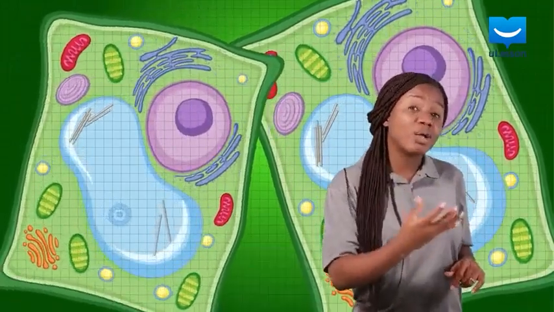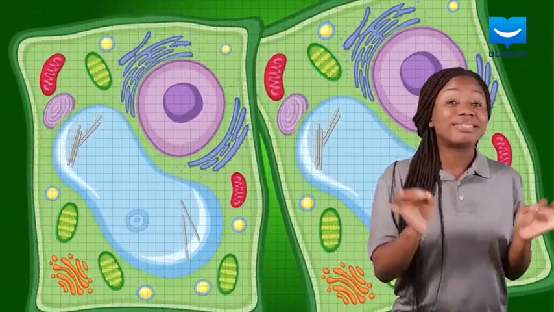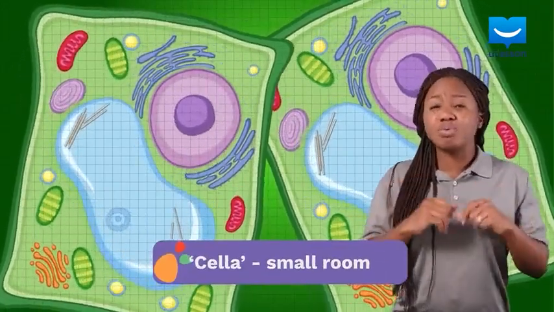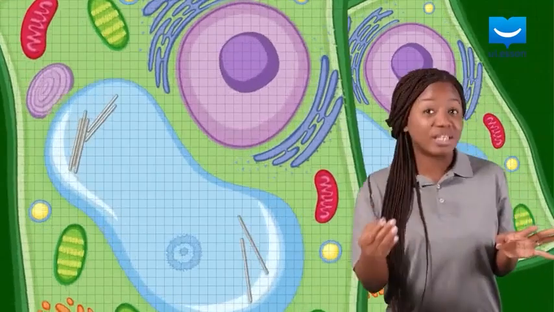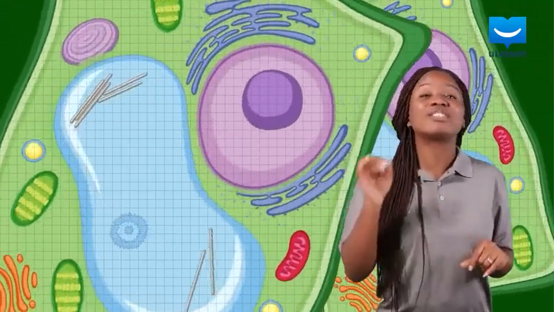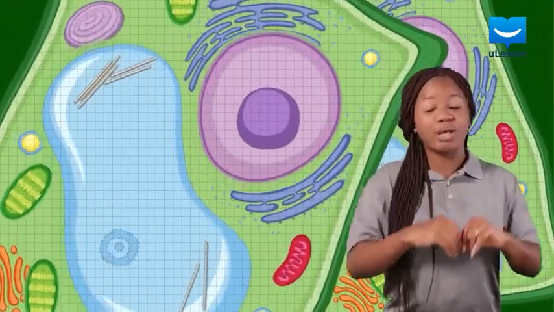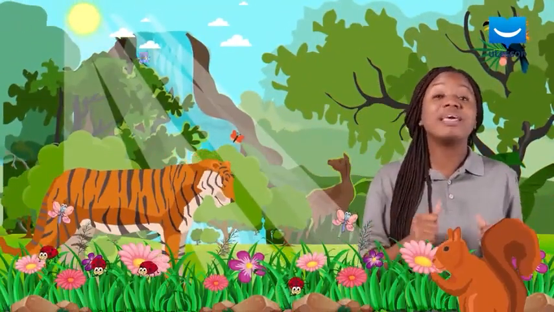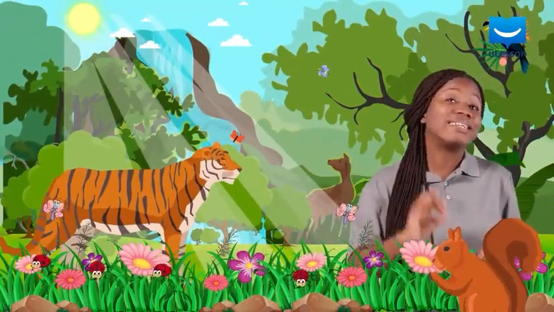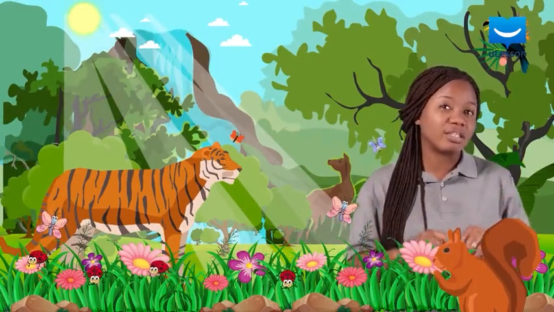The word cell was derived from the Latin word cella, which means a small room. Cells serve as rooms for small structures called organelles. These organelles are small structures found within cells. All living things, simple and complex, big and small, plants and animals, are formed by cells.